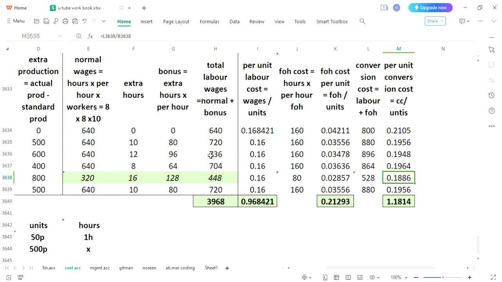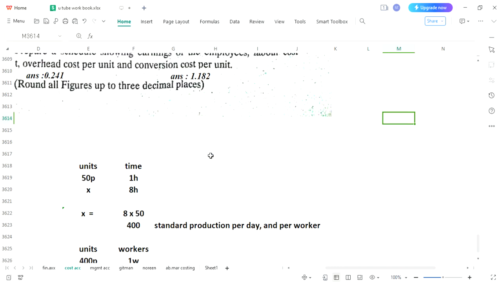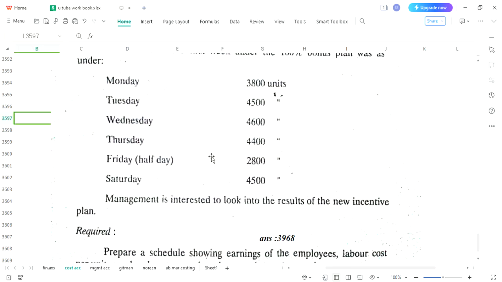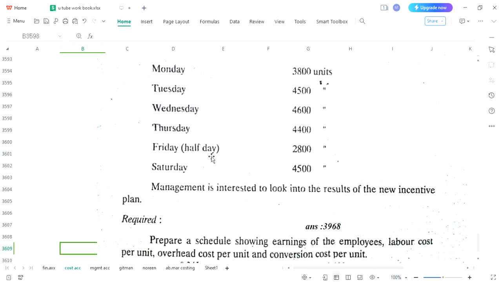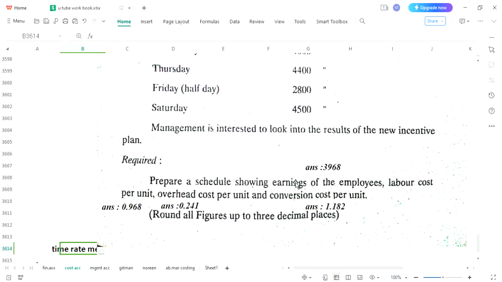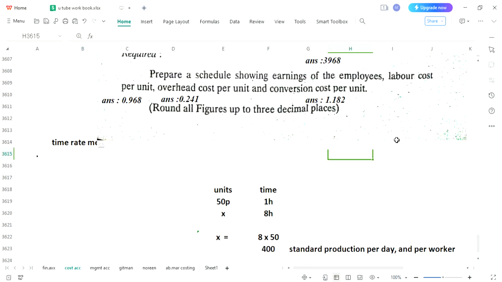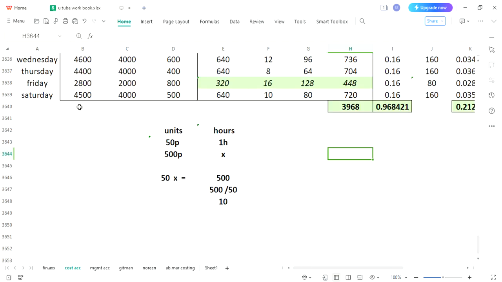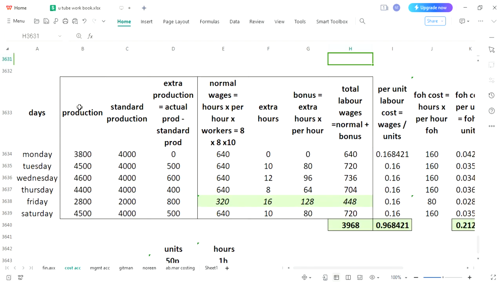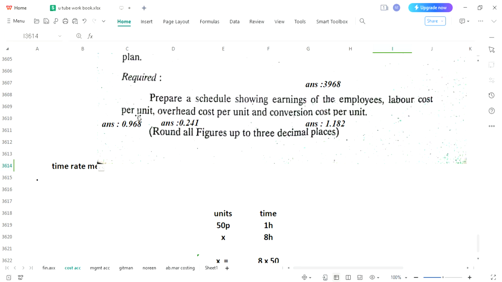Now let's review our question. Our answers are required to be matched, though we have already matched them, but reviewing is important. Total wages paid 3968. Here is your first answer, 3968. Then it was required to calculate labor cost per unit. Here you have calculated per unit labor cost. 0.96 was the answer. And here you can see 0.96.